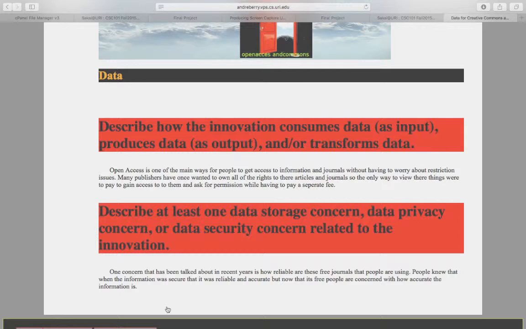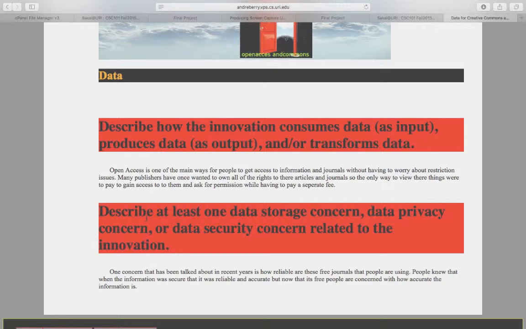Open access is one of the main ways for people to get access to information and journals without having to worry about restrictions. Many publishers once wanted to own all the rights to their articles and journals, so the only way to view their work was to pay to gain access and ask for permission, while also having to pay an additional fee. And now that's helping us because you're saving money, you're getting information that's reliable, helpful, and most of the time always true.